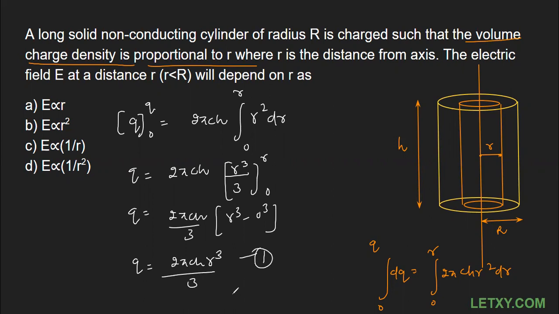This is actually important. This is the total charge which is inside this Gaussian surface, and we have to keep it. That's why I have taken it as equation number 1, and we are going to use it in a later part of the question. So that's it for here, but this is not the final answer because we have to calculate the total electric field. Now let's do that also.